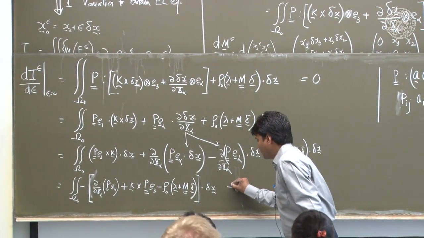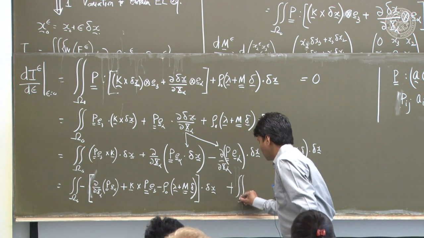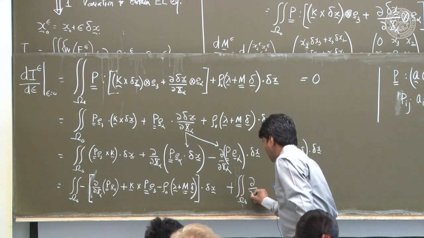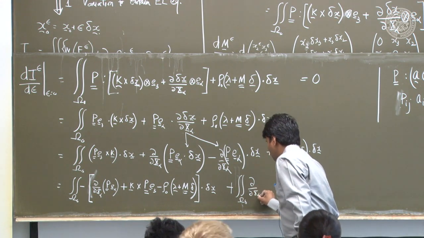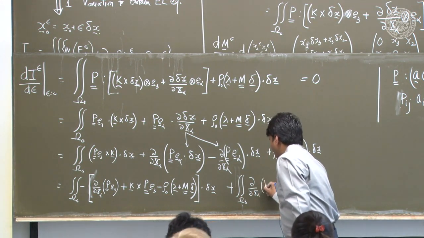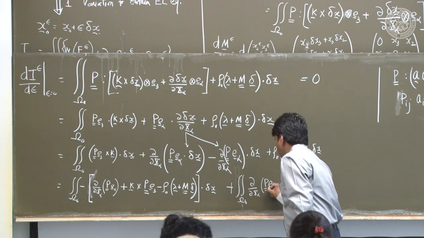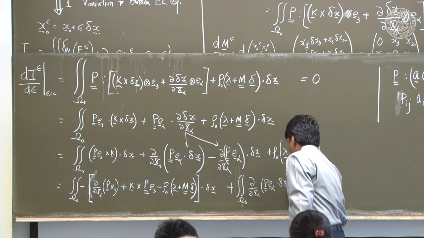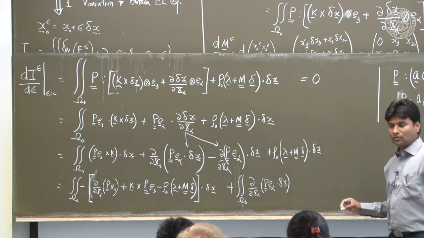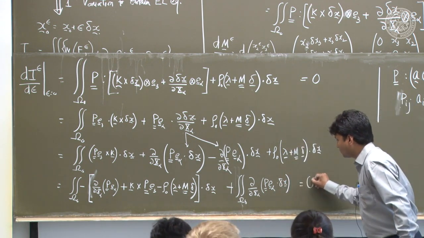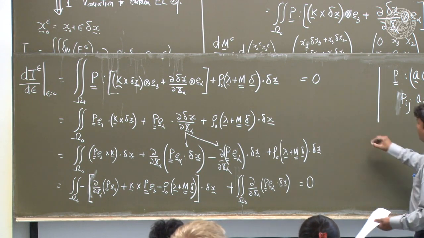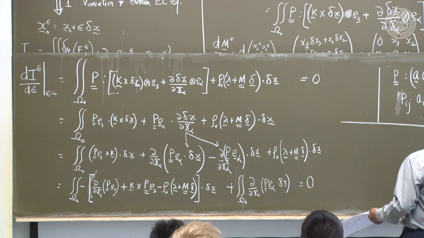So, that is plus integral over omega naught of del over del x alpha of p e alpha dot del x. So, the whole thing has to be equal to 0. All right. Okay, we are almost there.